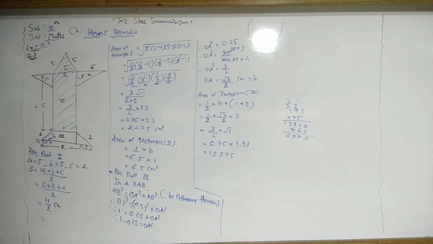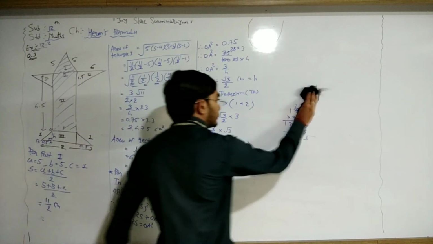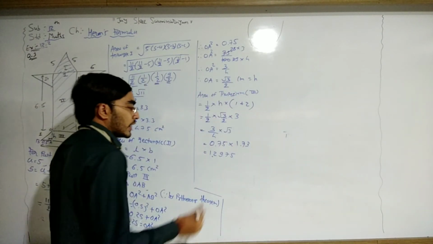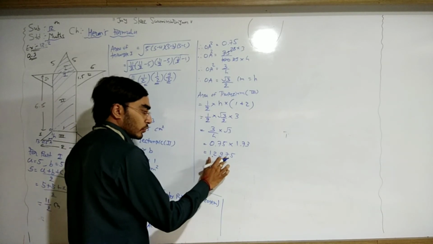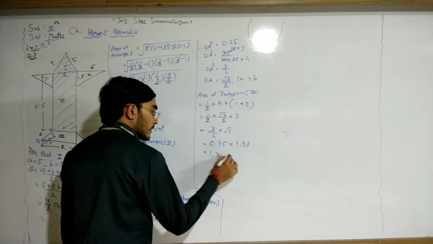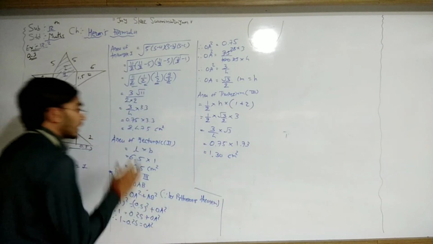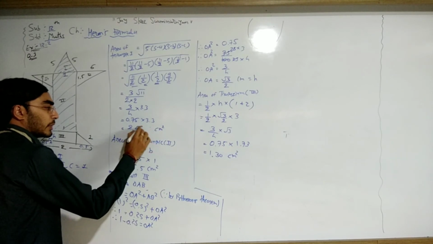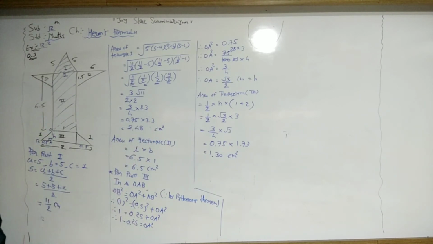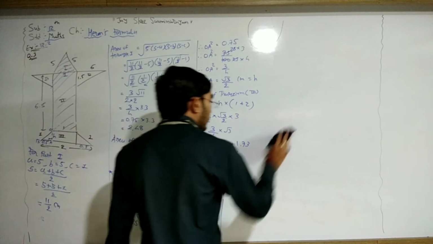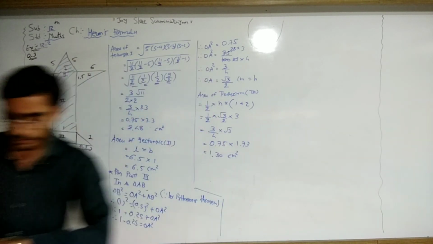Okay. If we round this answer, the third digit is 7, so we need to add 1 here, so it becomes 1.30. Here we can also round it. We have 5, so increase by 1 here, so it becomes 2.48. So 2.48 centimeter square here, and 1.30 centimeter square here.